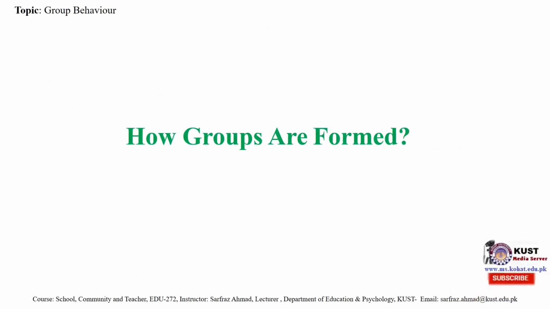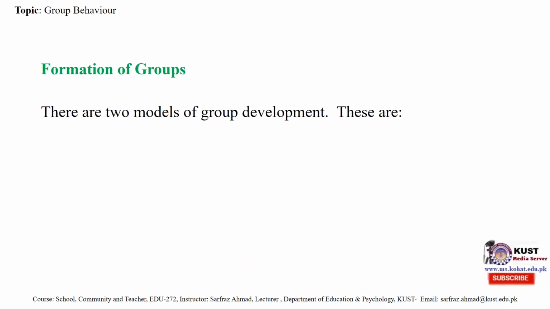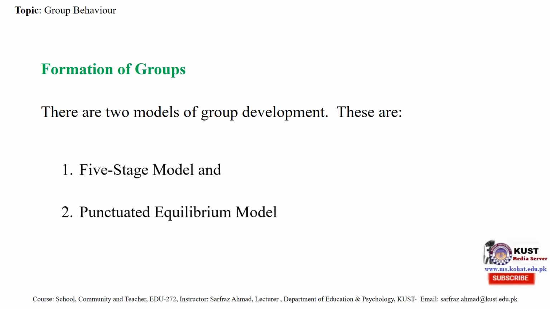Now the question is, how are groups formed? Formation of groups. Remember that whenever we make something, we definitely have some methodology. So there are two models of group development: the 5-stage model and the punctuated equilibrium model. In this lecture we shall study only the 5-stage model. So what is the 5-stage model of group development? In the 5-stage group development model, the first stage is forming.